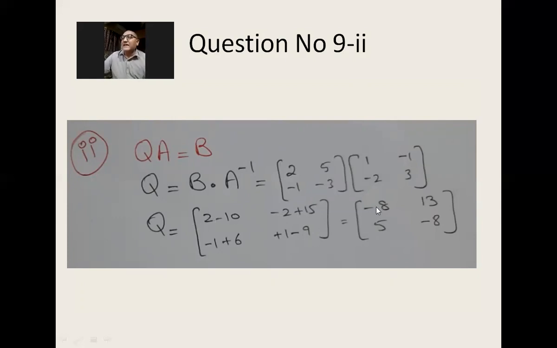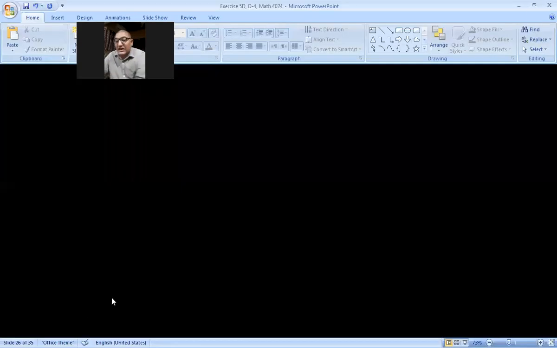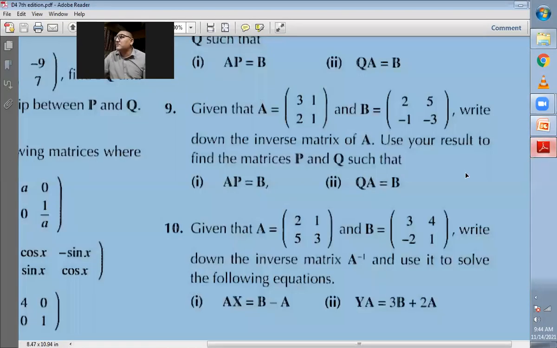So 2 minus 10, it is minus 8. Minus 2 plus 15, it is 13. Minus 1 plus 6, that's 5. 1 minus 9, it is minus 8. So this is how you find the value of the Q. Hopefully, my dear students, you understand this. Okay, so let's go to the next part. But before that, I should show you the question.